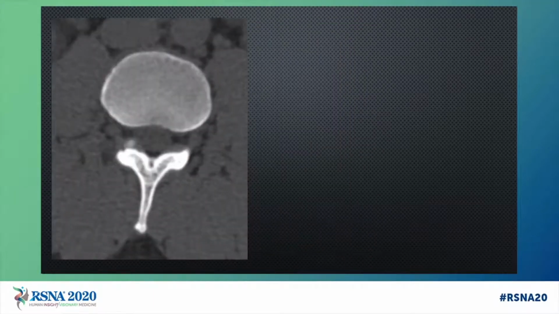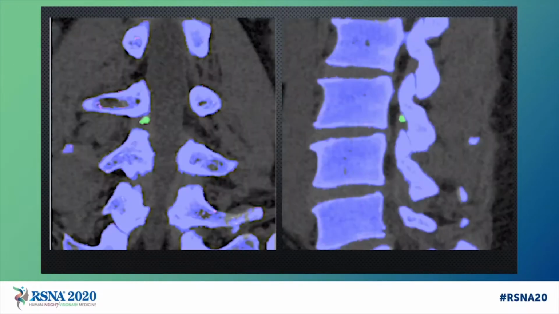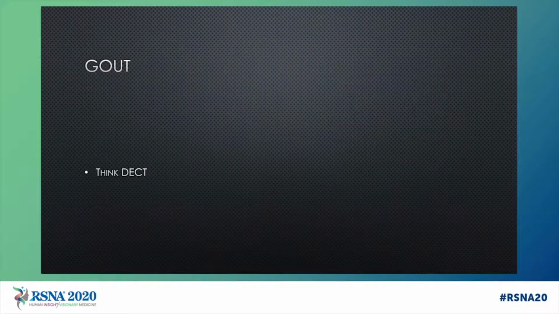And another example of gout in the spine, this time with a small area of mineralization at the right facet joint capsule. Not visible on MRI, very difficult. However, on dual energy analysis, we can see a small area of urate at this site. So if there's any chance that the patient might have gout, think of dual energy CT. It's a great tool to diagnose gout.